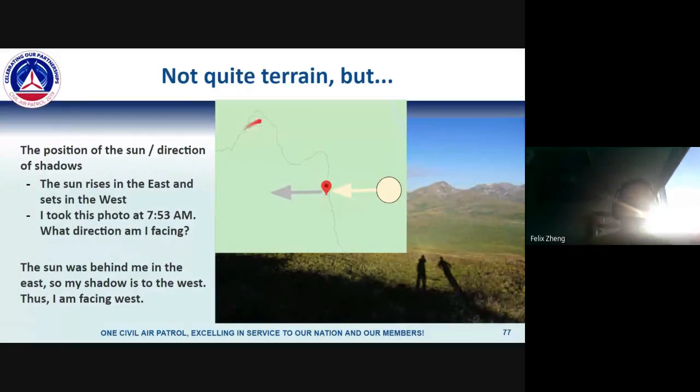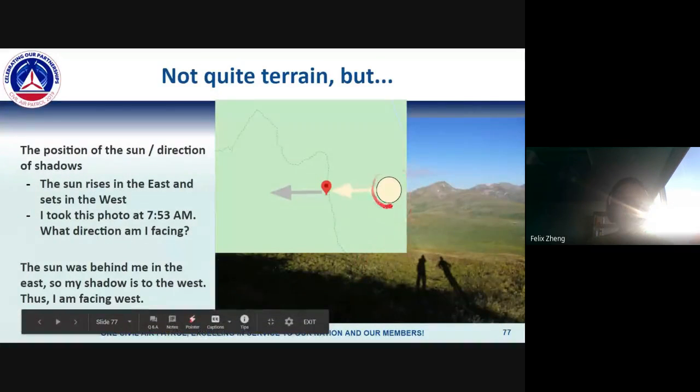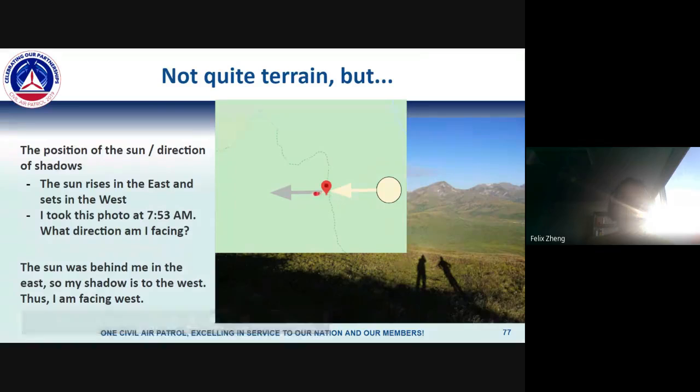And we know from this trail map right here, the sun is behind us, I'm standing right here, and we're facing towards the west. All you have to do is turn that map 90 degrees clockwise, and now it is oriented to your direction.